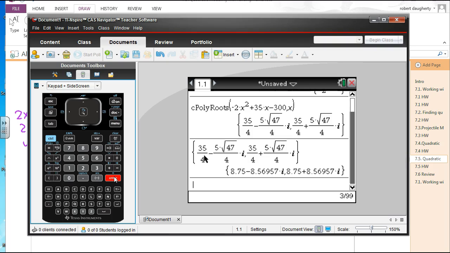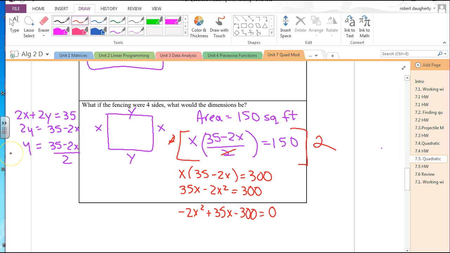So what does that tell me? There's no real solution. So there's not a way to do this and get that 150. So I can't do all 4 sides with 35 feet of fencing? There's no way to do all 4 sides with 35 feet of fencing and get 150 square feet. It is not possible. I could make 4 sides of fence, but I can't make it 150 square feet. That amount of fencing is not going to work.